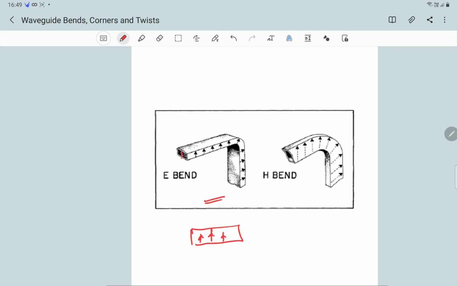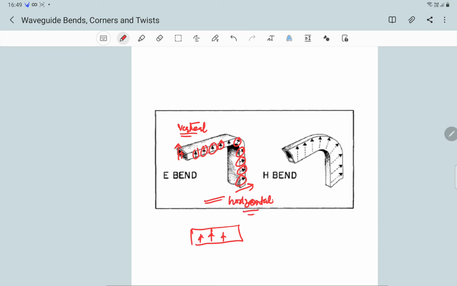So here it would be like this, and as we move along this bend, the electric field lines change their direction. For example, here it was vertical, now here it is horizontal. So this E bend has also changed the polarization from vertical to horizontal. We know polarization is the direction of oscillation of the electric field vector.